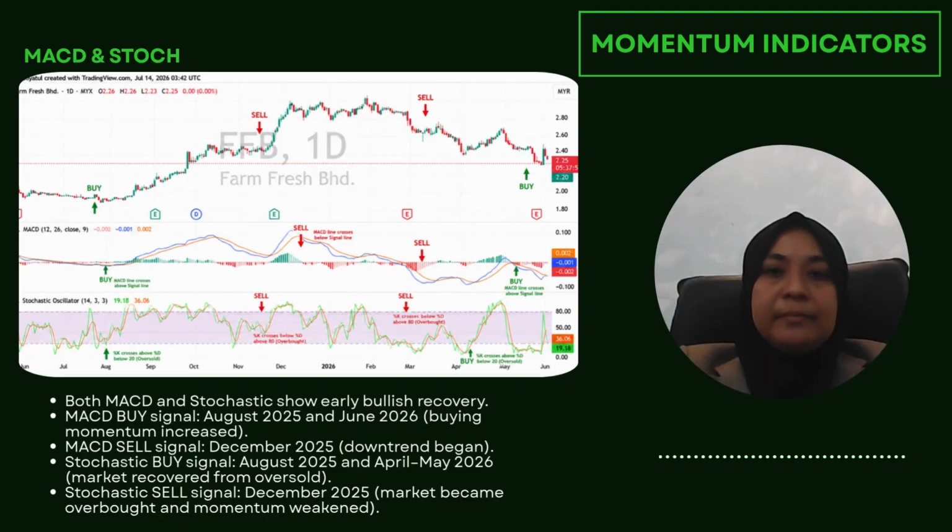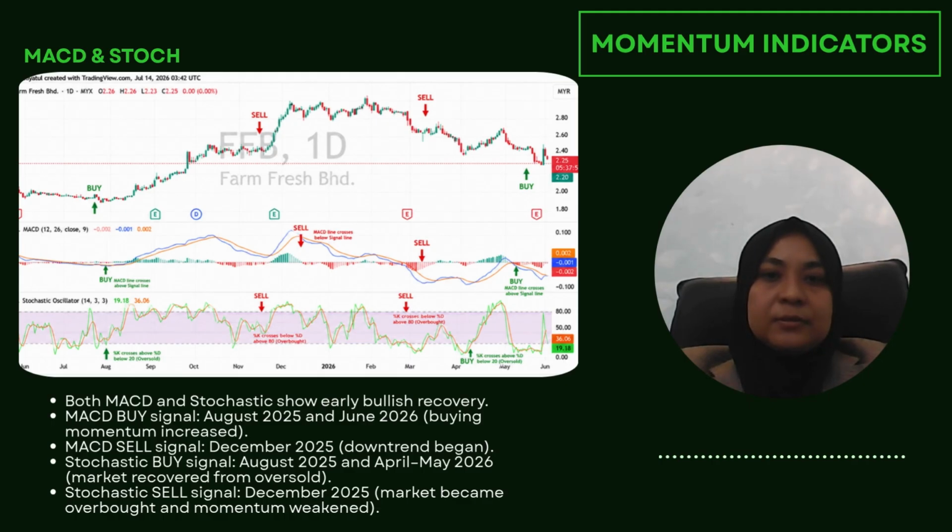Next, I will explain the MACD and stochastic oscillator for Farm Fresh Berhad. First, the MACD shows change in the stock trend and momentum. A buy signal appeared in August 2025 and the share price increased strongly after that. A sell signal appeared in December 2025, showing that selling pressure was increasing. Another buy signal appeared in June 2026, suggesting that buying momentum is slowly returning.